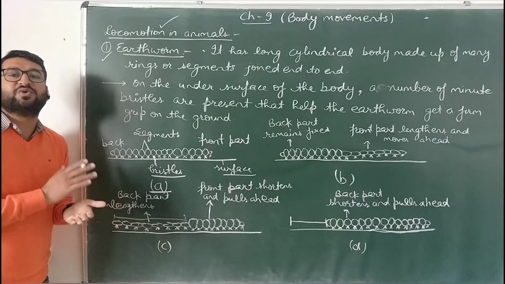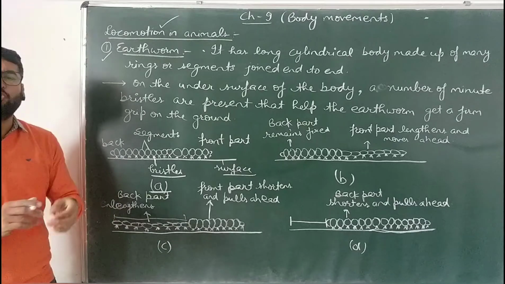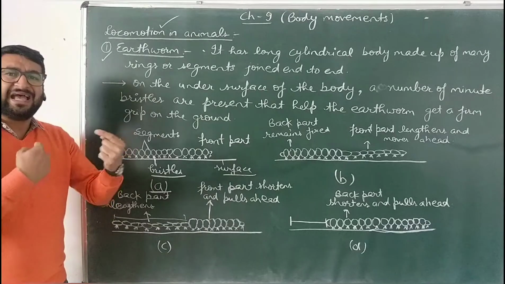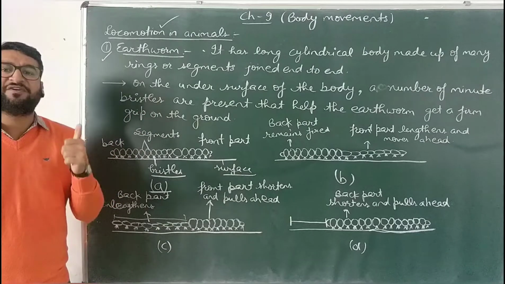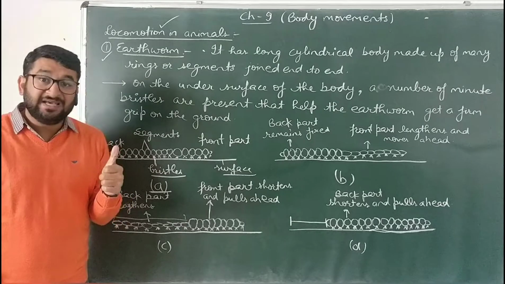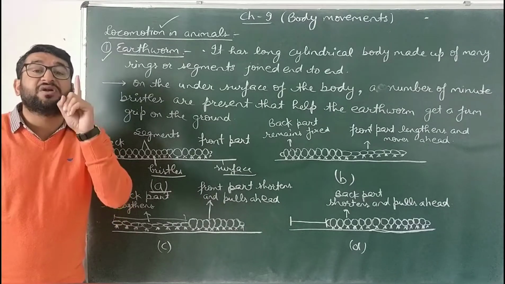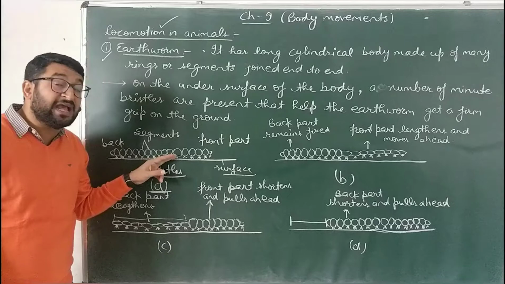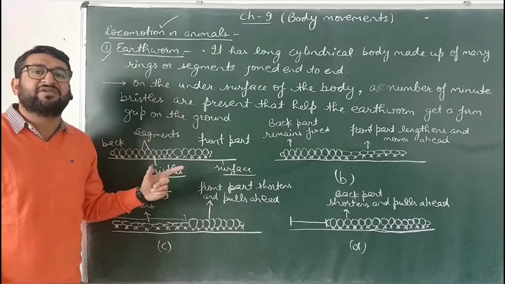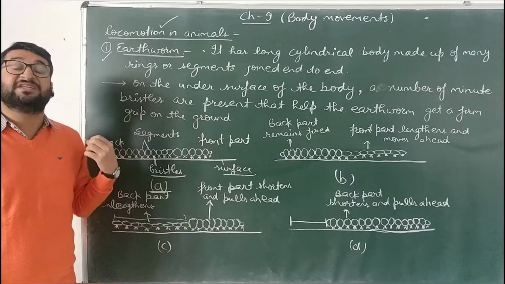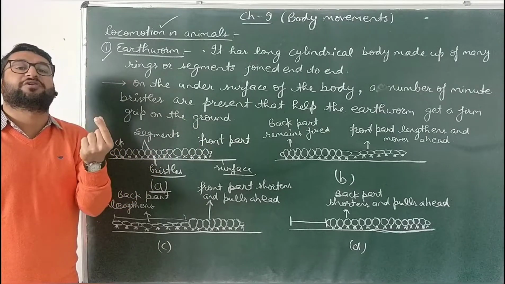I am explaining it to you again, bache. There are two muscles which work antagonistically, opposite to each other, in the movement of earthworm. The first one is circular muscles. When circular muscles contract, it becomes thin and long. And when longitudinal muscles contract, it will regain its shape, that is, it becomes thick and short.